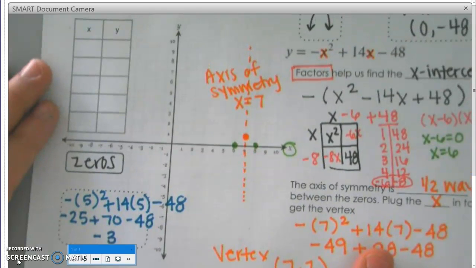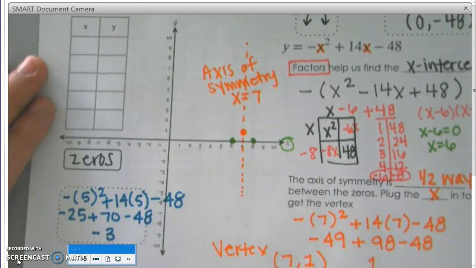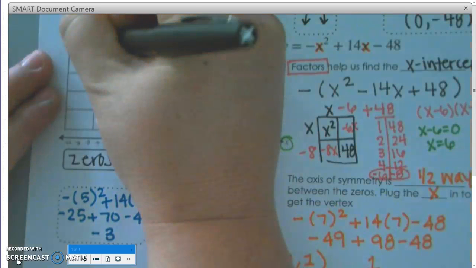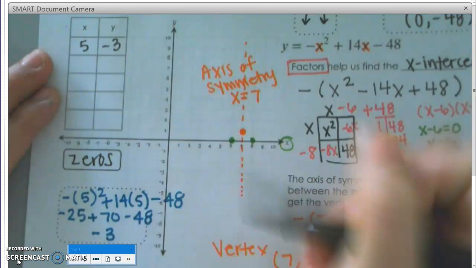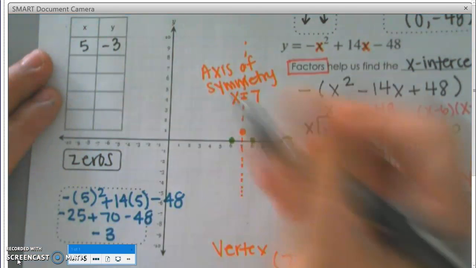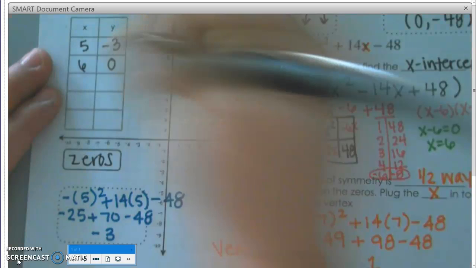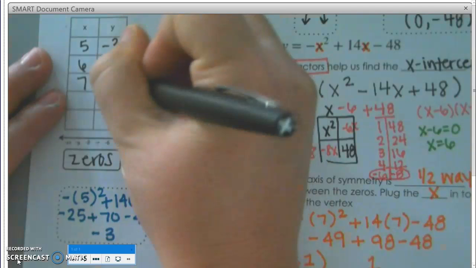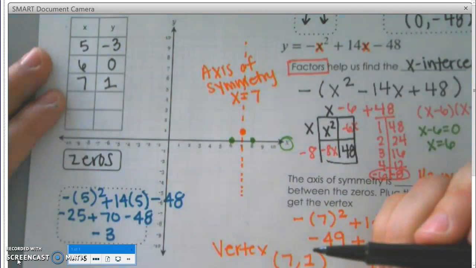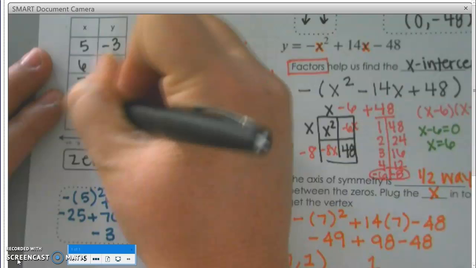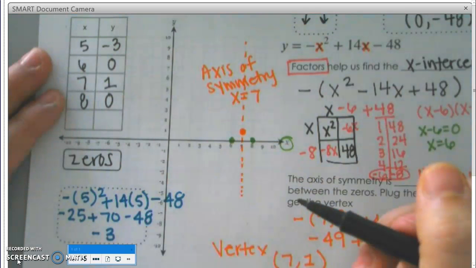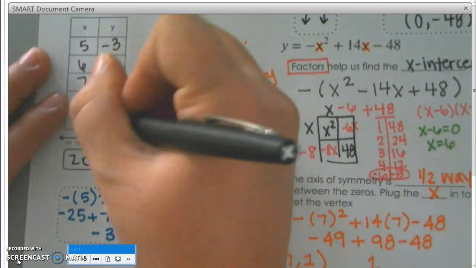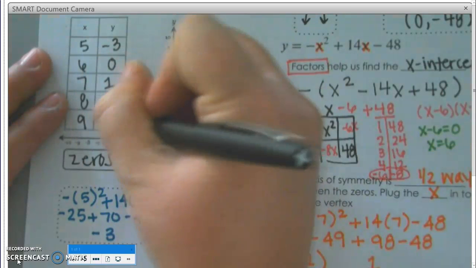So I'm going to fill in my table just so I can keep track of all the points that I've gotten so far. When I plugged in 5, I got negative 3. 6, 0 was one of my x-intercepts. 7, 1 is my vertex. 8, 0 is my other x-intercept. And then because of the symmetry, I know that 9 has to also be negative 3.